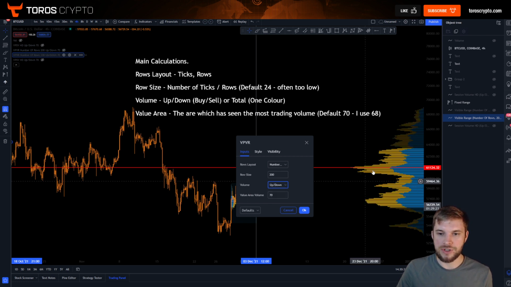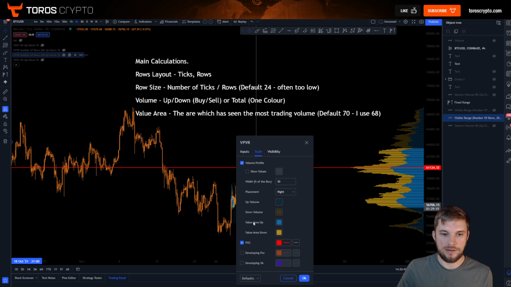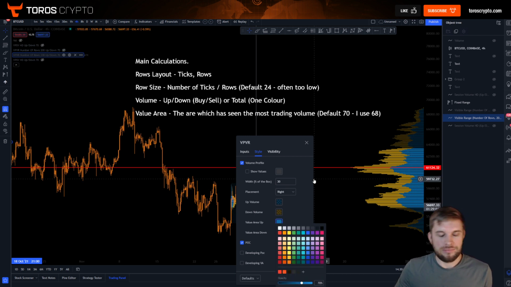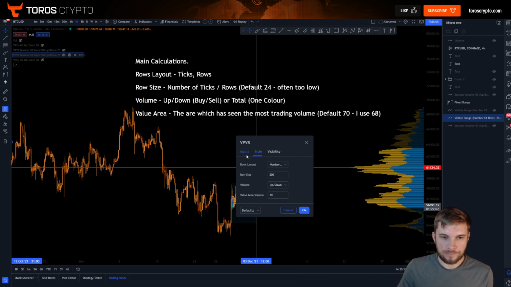What the up and down shows you is your buy and sell. So you can see here the value area up, your blue being all the buy volume within that price, and your value area down being your selling volume within that certain price. Okay, and again, you can change the colors or do whatever you want with all of this.